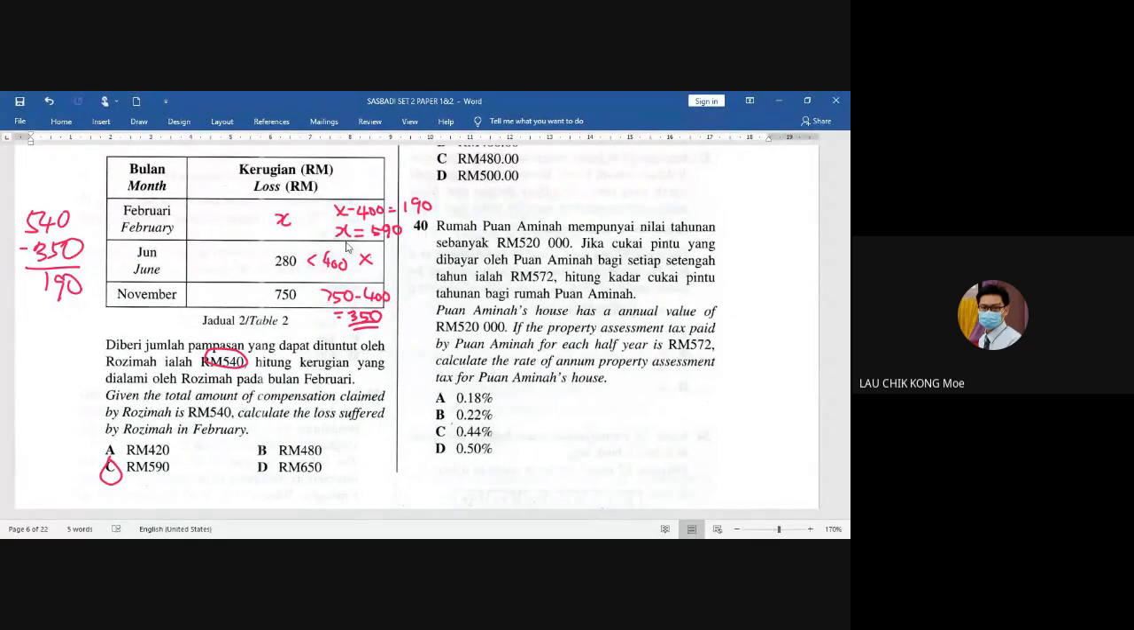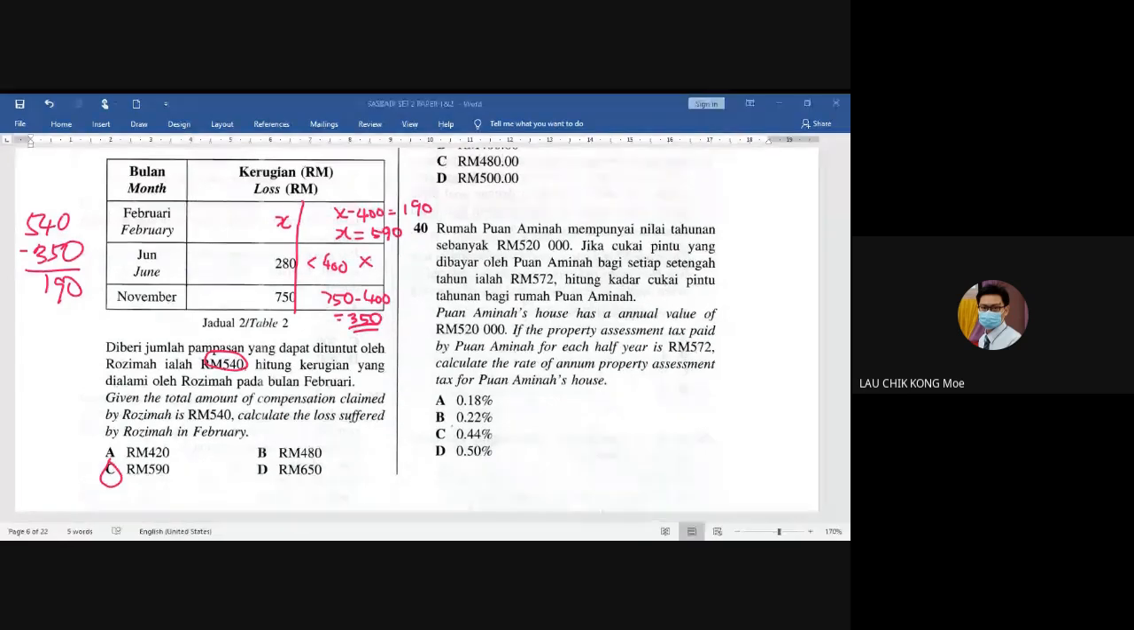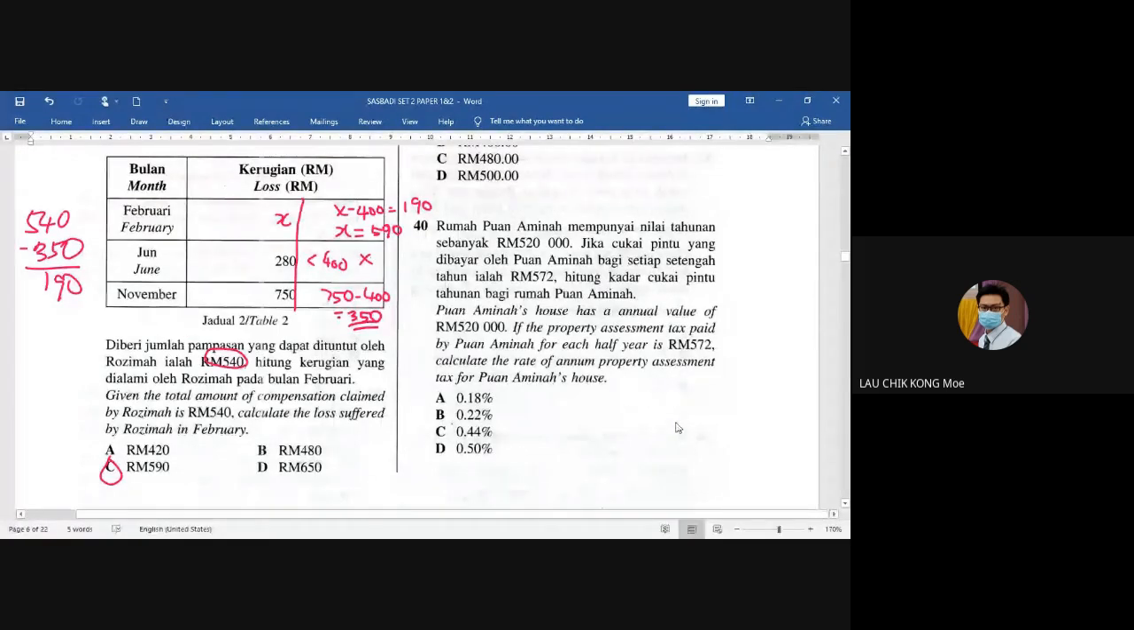Okay. So this is the answer, 590 ringgit. So remember, minus deductible 400. So for June, dia tak boleh claim sebab dia kurang daripada 400. Okay. This is 38. Okay, and then we go to 39. Okay, 39.